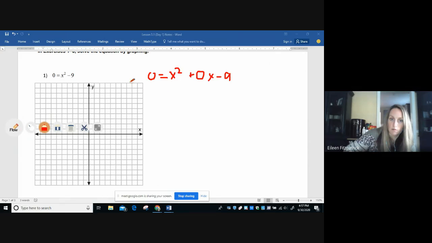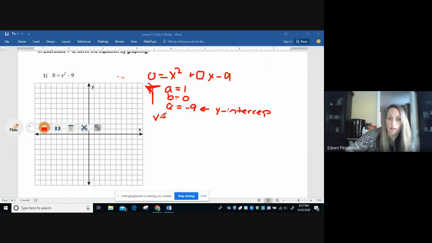And then we can list the values of a, b, and c. Let's see if my pen wants to work now. So a is equal to 1, b is equal to 0, and c is equal to -9. All right, I know that this is my y-intercept. We talked about that in the last chapter. And I know that the a value tells me it's opening up and there's no vertical stretch or shrink.